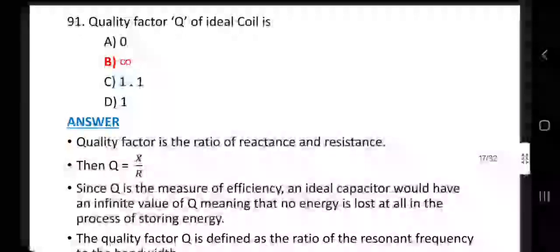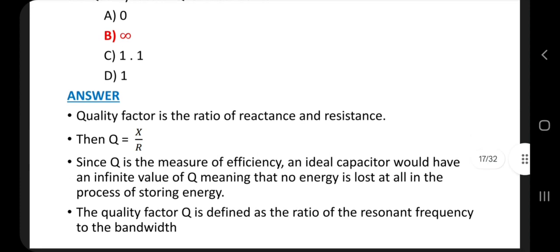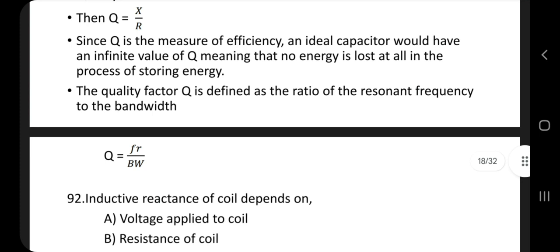Consider question number 91. Quality factor Q of an ideal coil is, answer is option B, infinity. Quality factor is a ratio of reactance to resistance, then Q equal to X by R. Since Q is the measure of efficiency, an ideal coil would have an infinite value of Q, meaning that no energy is lost at all in the process of storing energy. The quality factor Q is also defined as the ratio of the resonant frequency to the bandwidth. That is Q equal to f_r by bandwidth.